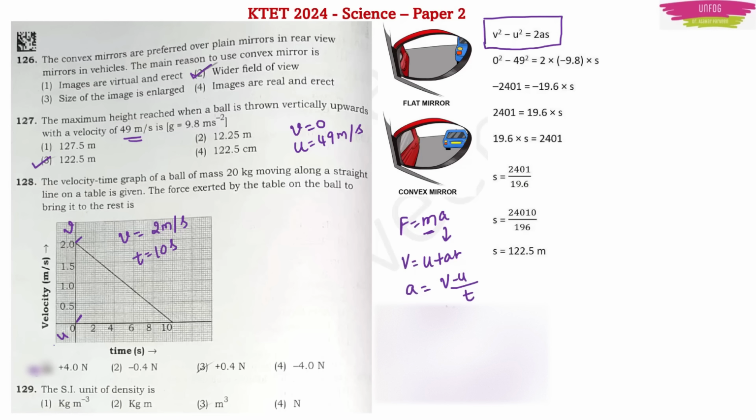Question. The SI unit of density is, this is a very easy question. Clearly density is equal to mass by volume, that is kg per meter cube. So option 1 will be the correct answer here.